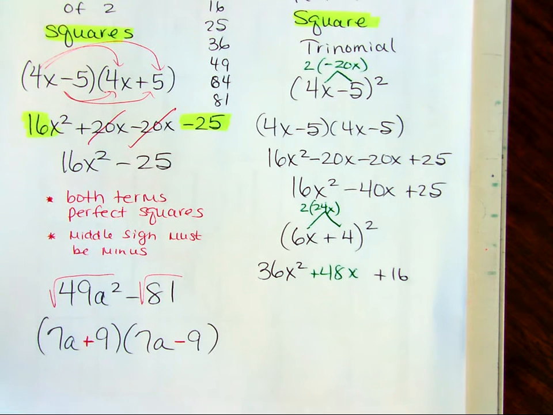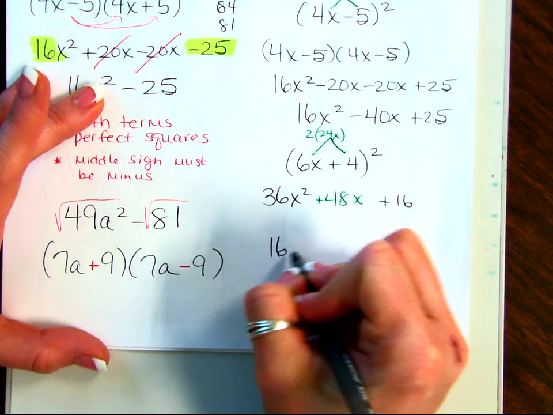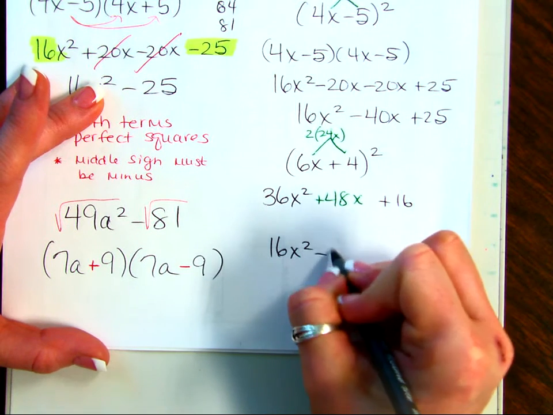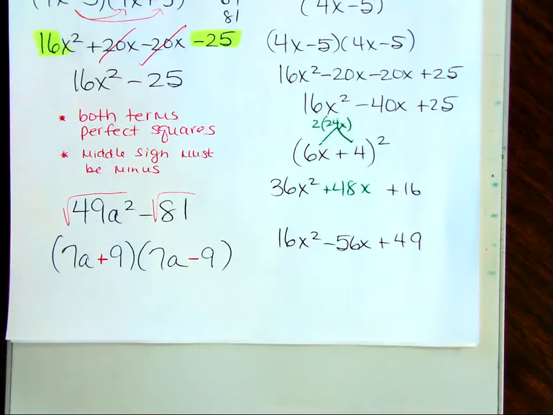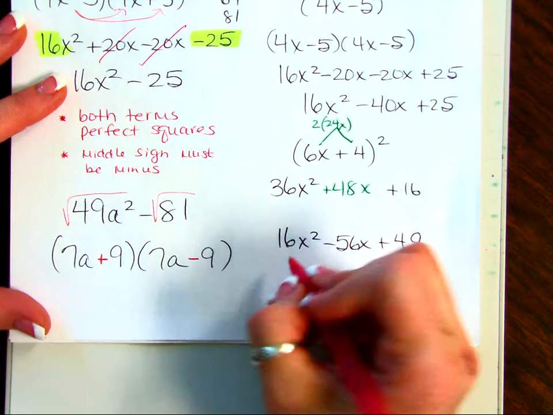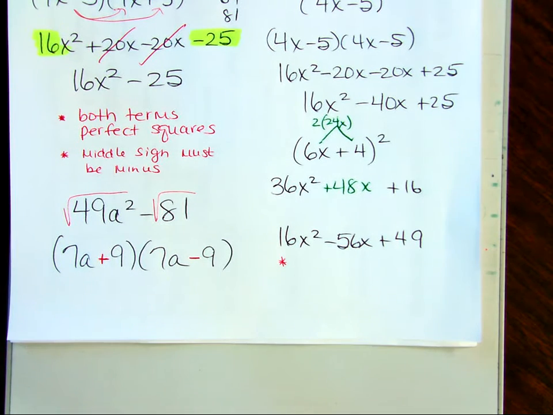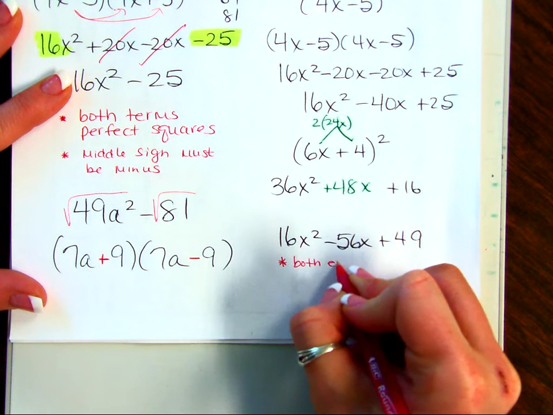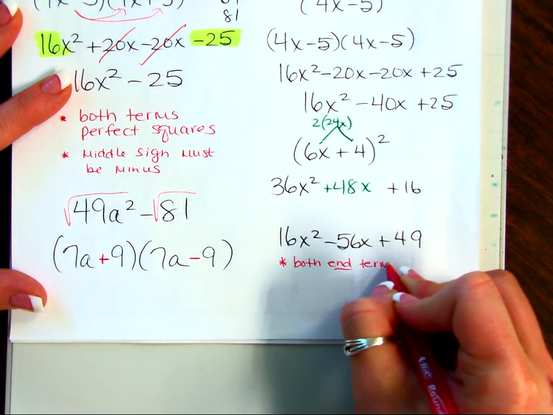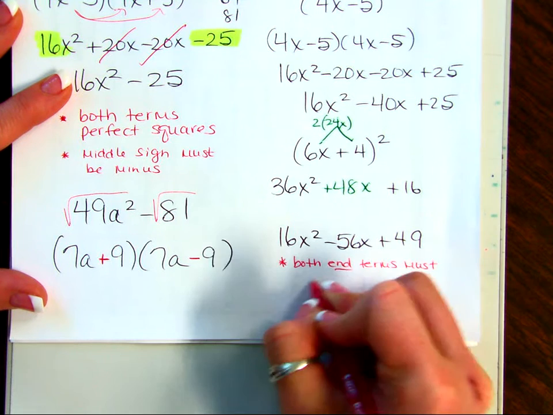because now I need to do this with you. I need to give you the 16x squared minus 56x plus 49 and ask you to factor it. So let's stop and think about that. There are some criteria that need to be met in order for this to qualify. Same, this time both end terms must be perfect squares.